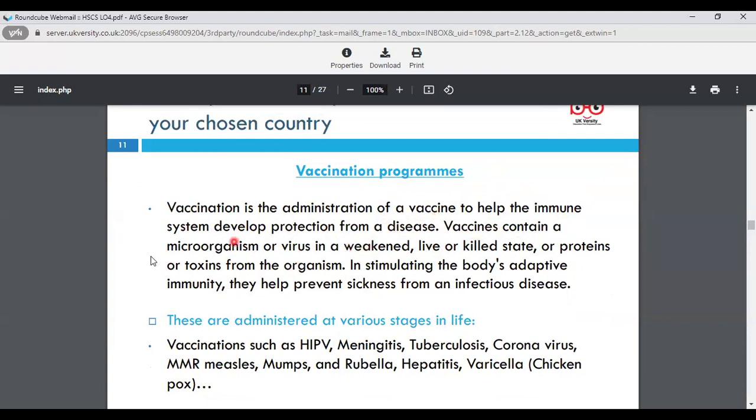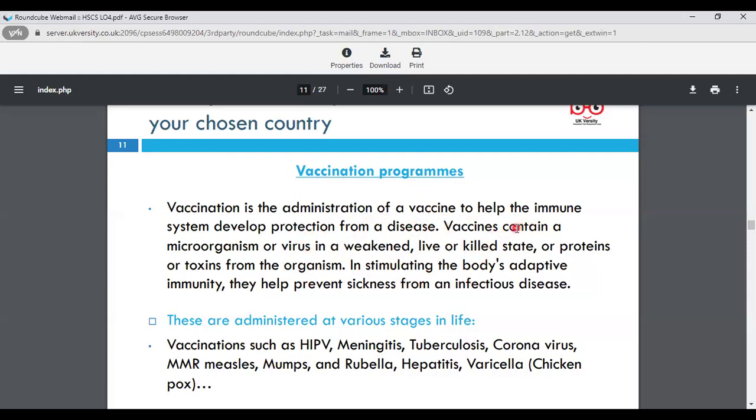So vaccines contain a microorganism or a virus. It might be a bacteria or a virus that has been changed, so it will be weakened. So it's not going to impact your body the way a microorganism would have if it was alive. It's a weakened live, or it might be live or killed.